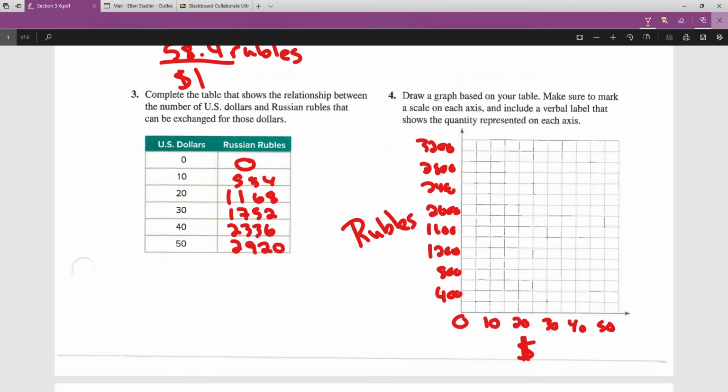So we know we had 0, 0, so we'll put a dot at 0, 0. 10 was 584, so that's going to be pretty close to 600, which is roughly here. 20 was 1,168, so getting pretty close to 1,200.